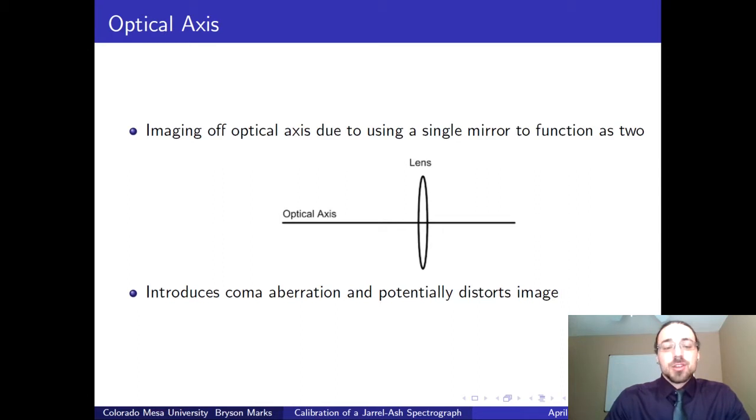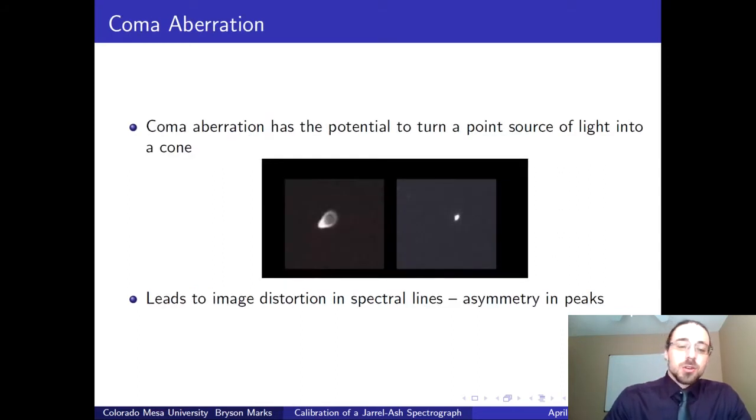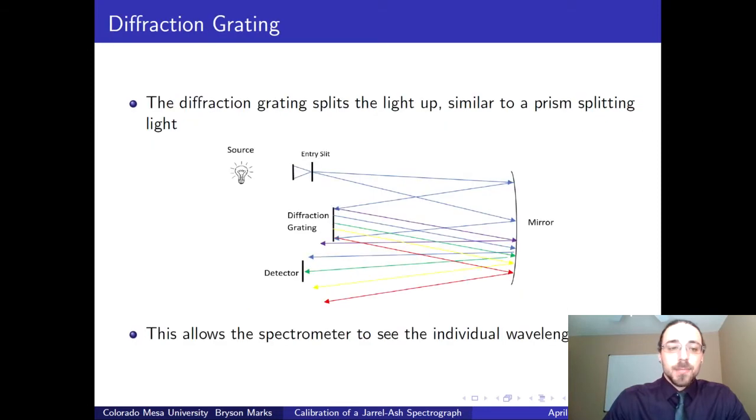And this introduces coma aberration and potentially distorts our image. Coma aberration has the potential to turn a point source of light into a cone. What I mean by that is, if you look at the picture on the right, we have a point source of light without coma, and on the left, we have a point source of light with coma. This will lead to distortion in our spectral lines or asymmetry in our peaks, which I will get into later in the data analysis portion.